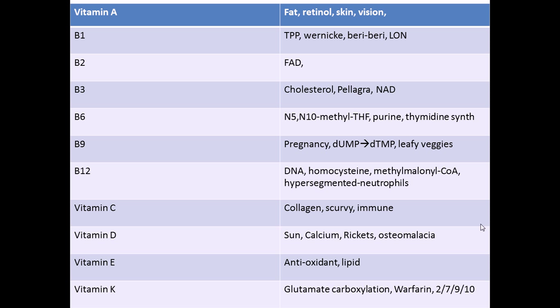Big subject there. And then also you may see a macrocytic megaloblastic anemia, and then also hypersegmented neutrophils. Those are also key buzzwords associated with the B12 deficiency.